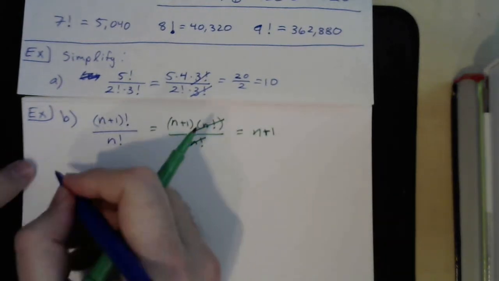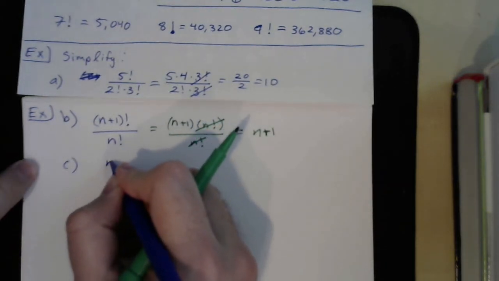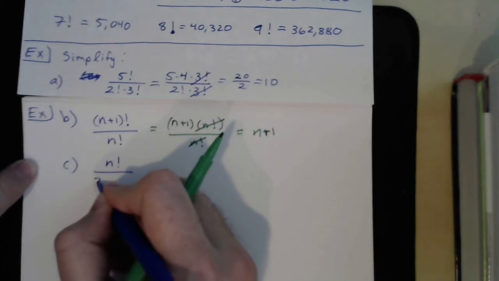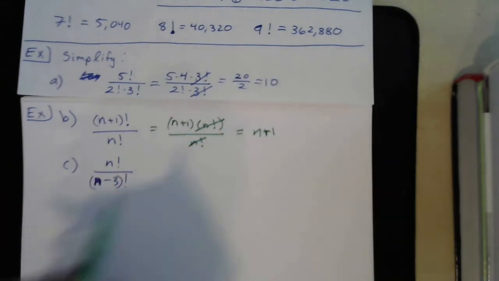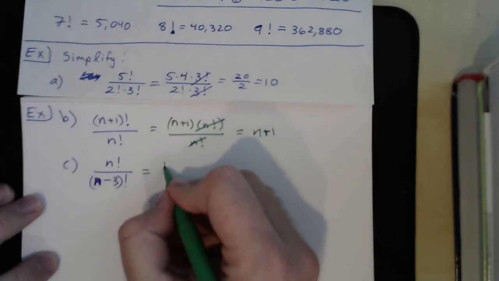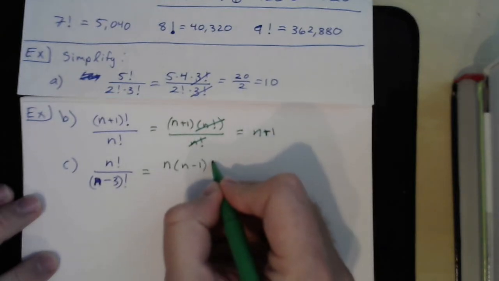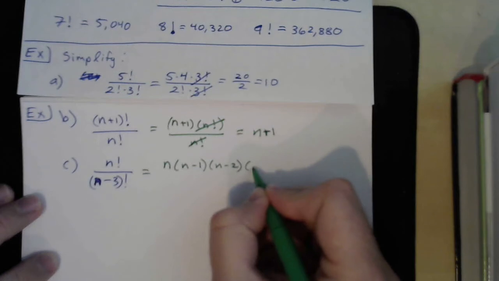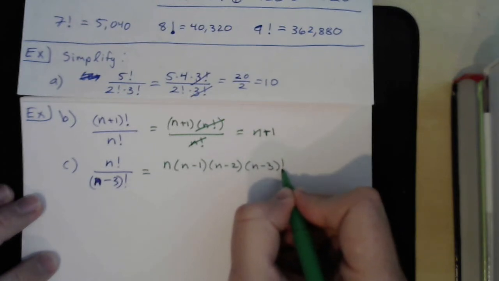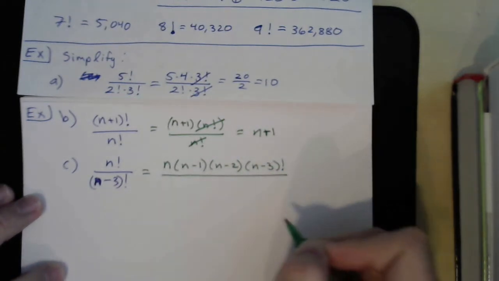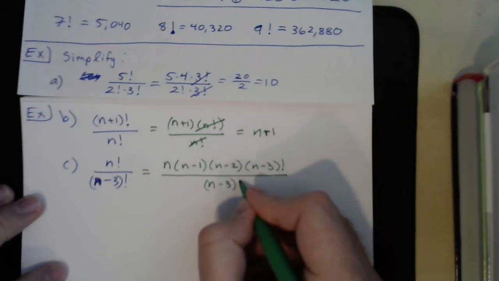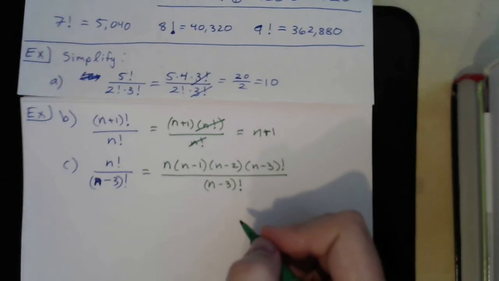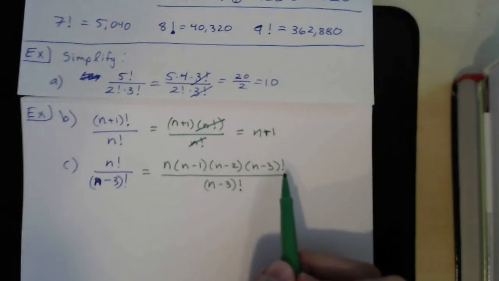Let's do one more just for fun. Let's do n factorial over n minus 3 quantity factorial. So sometimes we have to get clever with how we expand. So we have n times n minus 1 times n minus 2 times n minus 3 factorial all over n minus 3 factorial.